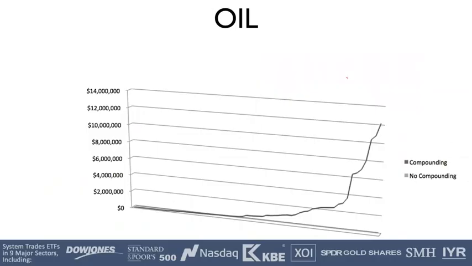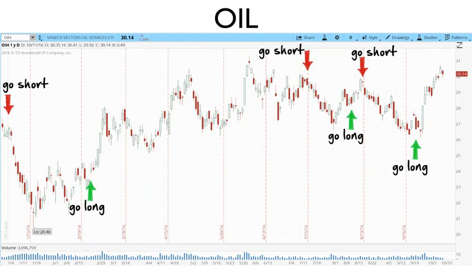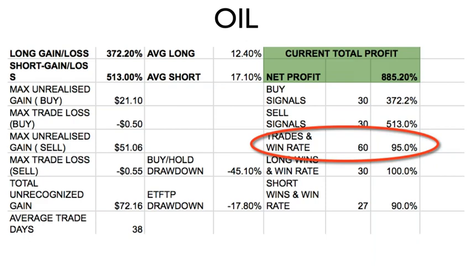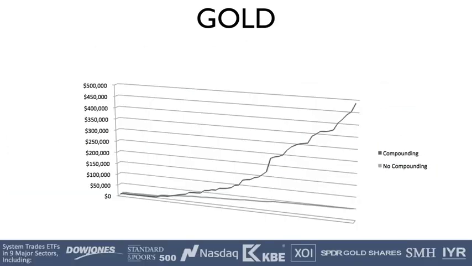Oil is my favorite sector of all possible sectors. Oil is absolutely beautiful because it's very cyclical and because it's a commodity. The price of a commodity is never going to go to zero. The price of a company very well could go to zero. But a commodity like oil or gold is not. It's always going to have some value. So short, long, short, long. And the trades on oil tend to be longer in length, but also much more profitable. 95% win rate on oil.